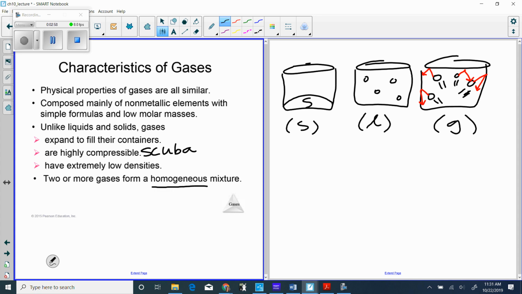Homogeneous means that I cannot see the parts. Right now in this room, there's all sorts of gases and I can't tell with my eyeballs that there's anything different. It all looks the same.